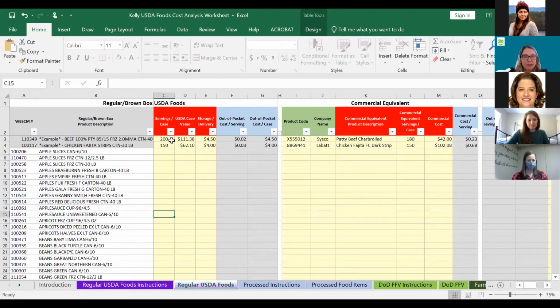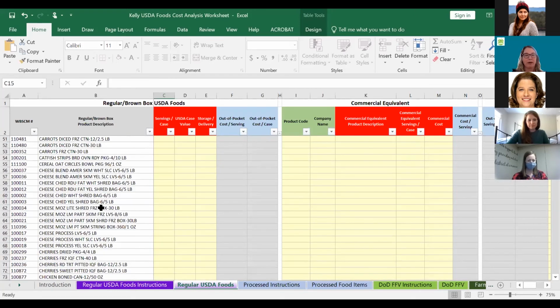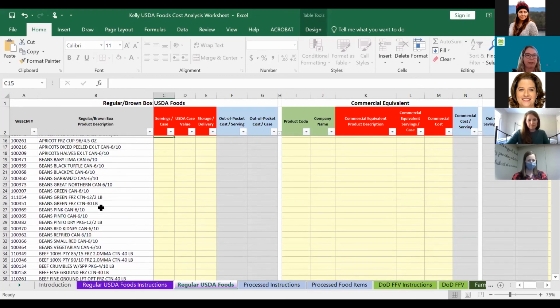They've actually input some examples up here at the top already, so you can refer to those. But we're also going to walk through an example so you can get a concrete idea of how this works. The example that we're going to use is the applesauce unsweetened. You'll notice that on the left-hand side, they already pre-filled all of the commodity brown box items, the regular USDA food.